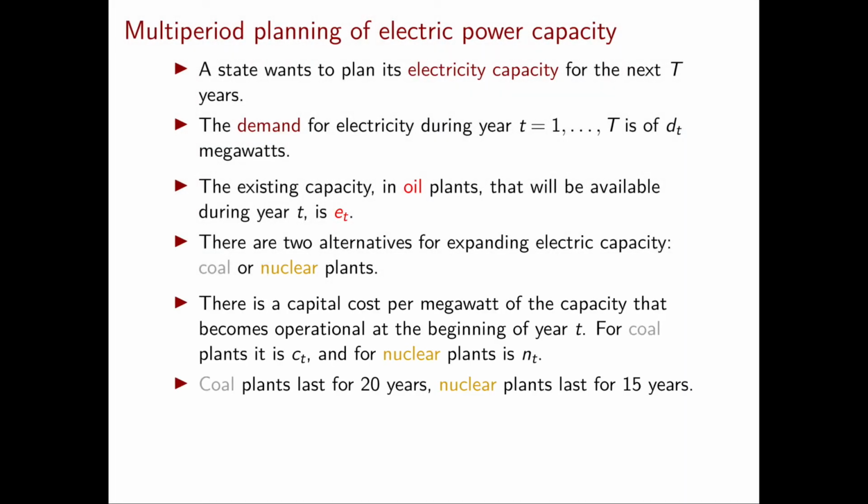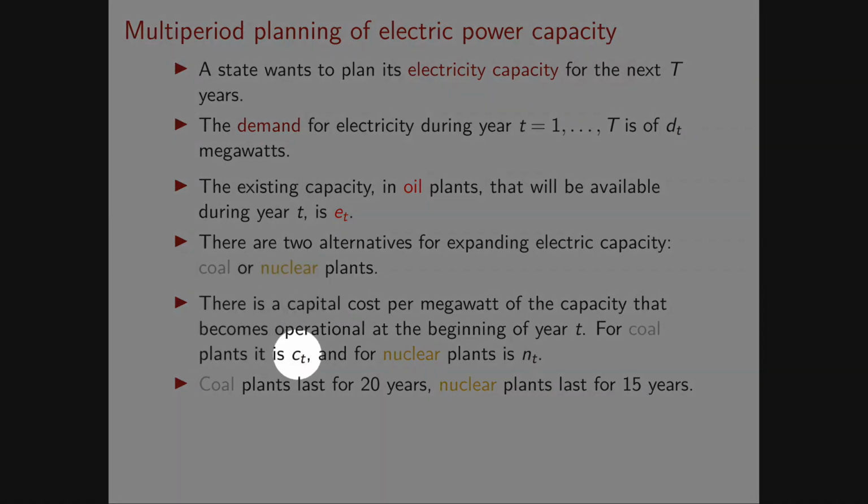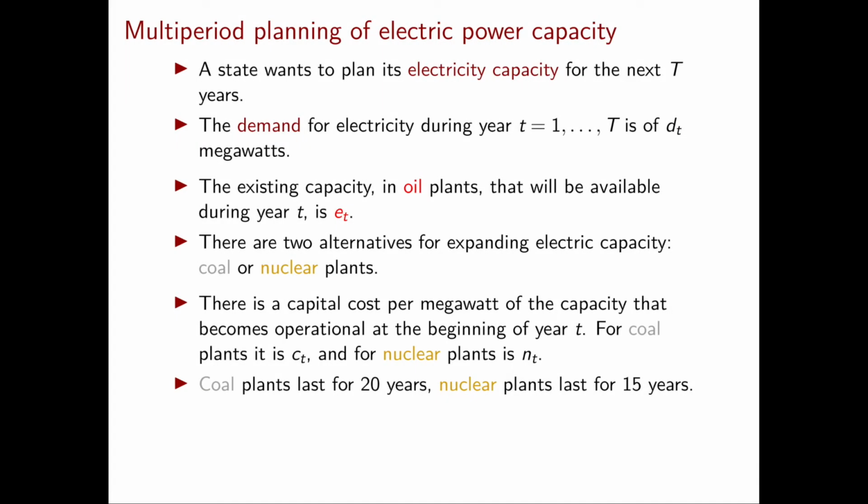Building these plants has, of course, different costs. And also here, we know exactly how much it costs to build coal plants or nuclear plants. So the cost is expressed in cost per megawatt that such a plant will produce. In particular, the cost per megawatt for coal plants is CT, and for nuclear plants is NT. Note that also here we have a subscript T, and this is because these costs are not the same every year.